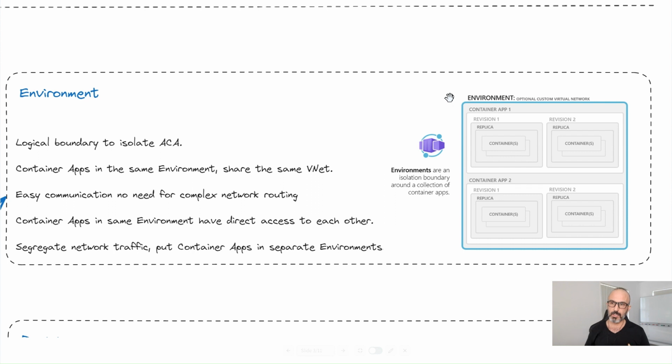The other thing is that if you want to segregate network traffic between container apps, you need to put them into different environments, so that you could filter traffic. If you have container apps that are part of the same microservices architecture and you want them to have direct access to each other, you could put them in the same environment.